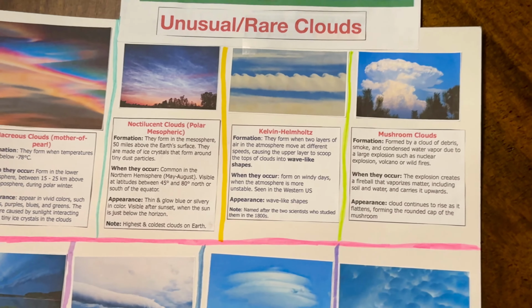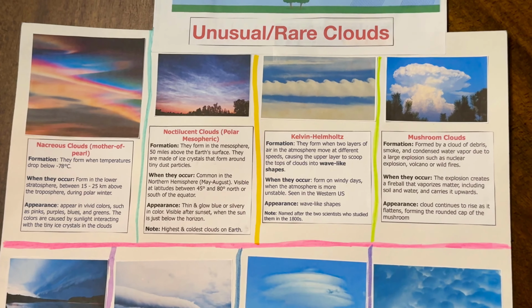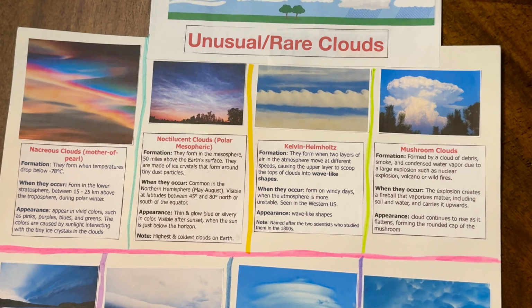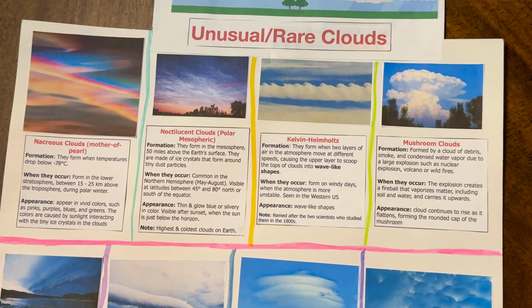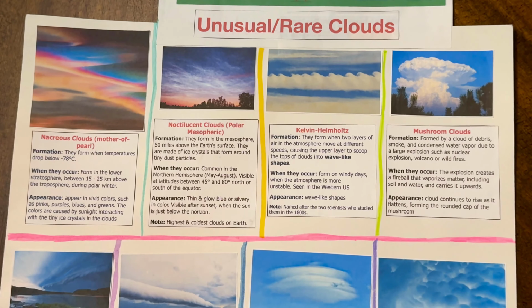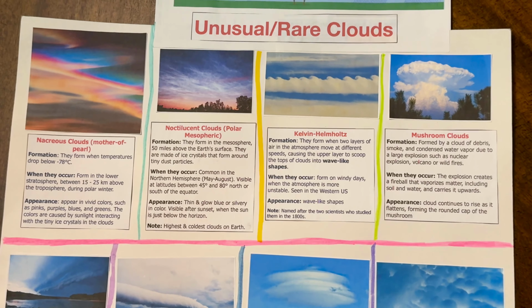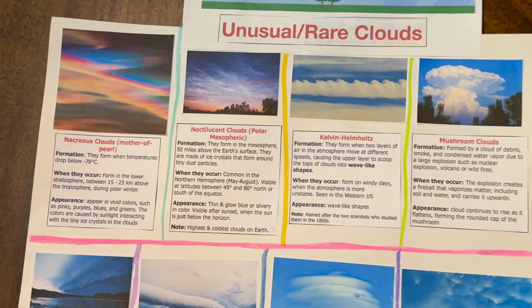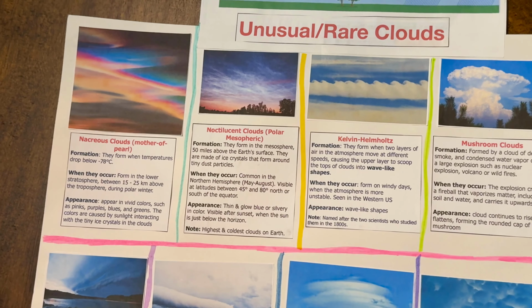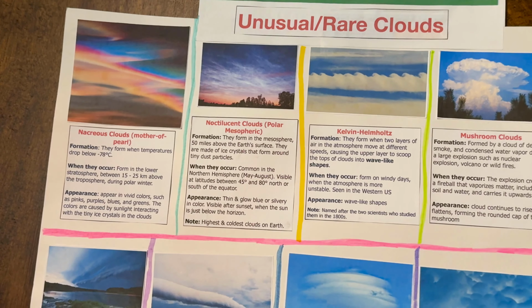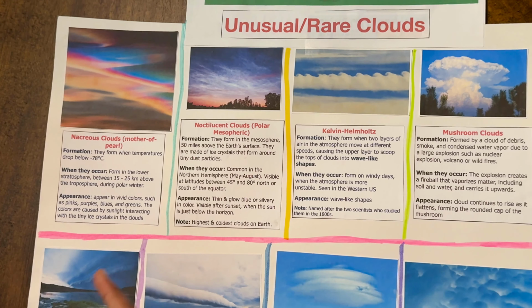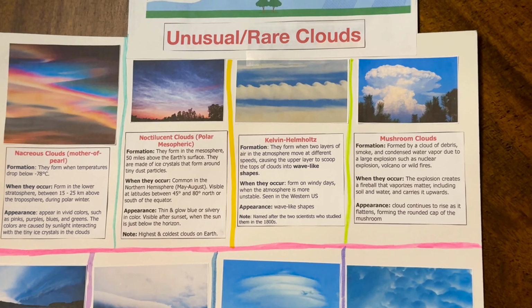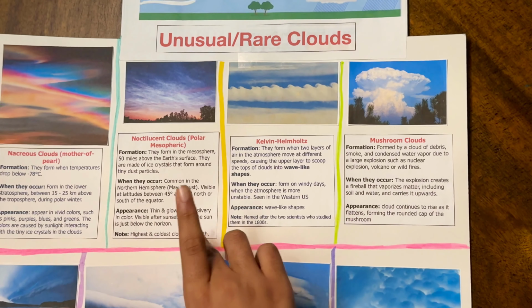Now, when these ice crystals form around the tiny dust particles, the light also passes through, so it's kind of similar to nacreous clouds. However, the light passes through and doesn't display those vivid colors. Rather, it gives off blue or silvery colors, and it's only visible at sunset. However, nacreous clouds are only visible during the winter time or polar winter time in those areas. Noctilucent clouds are also the highest and coldest clouds.